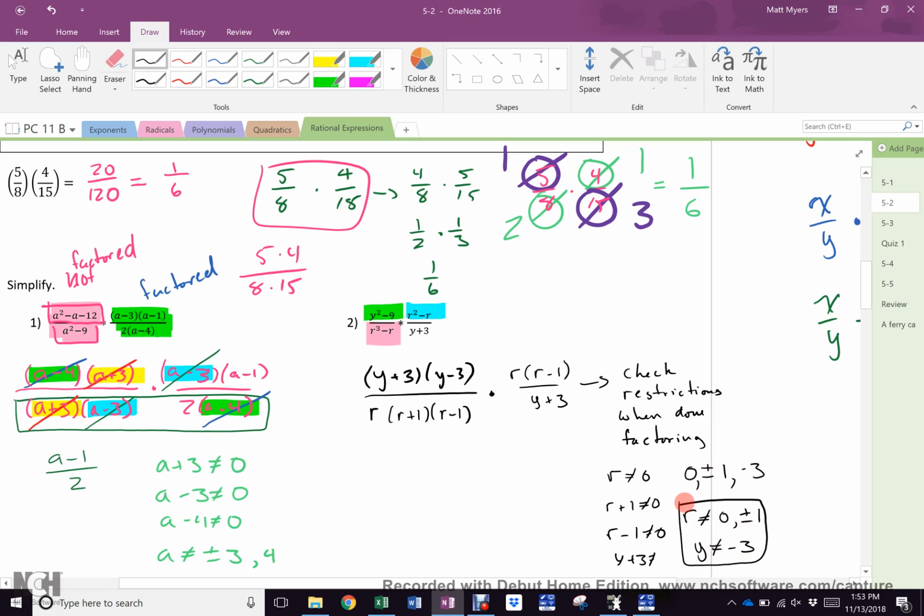Now, is everything factored? What do you see there and there? The same, so delete. Gone. What do you see there and there? Gone. What do you see there and there? Delete. Gone. What's left? Y minus 3 over r plus 1. Done. Does everybody understand?